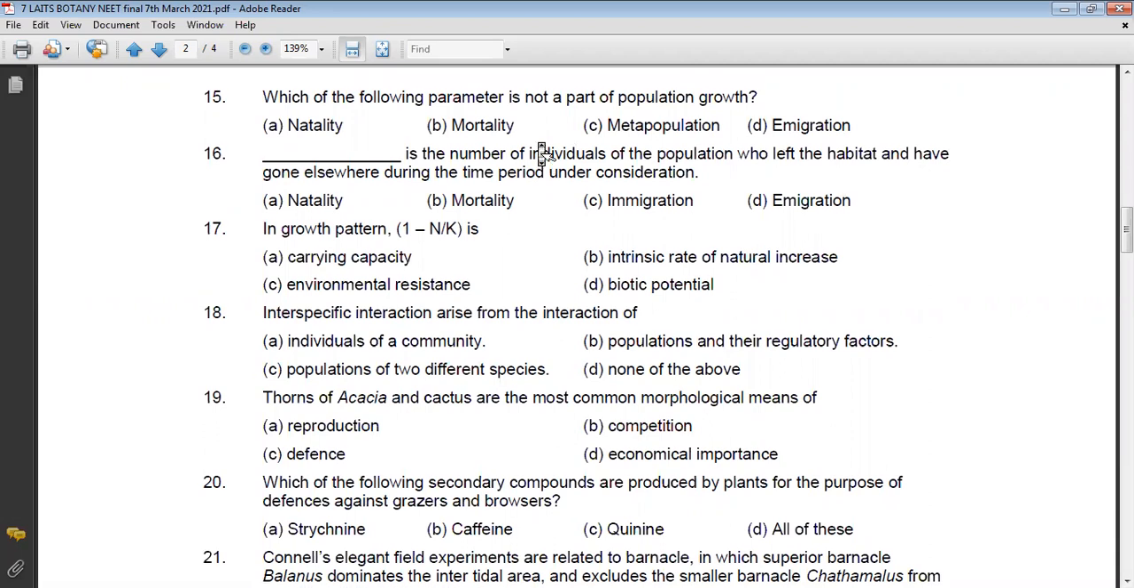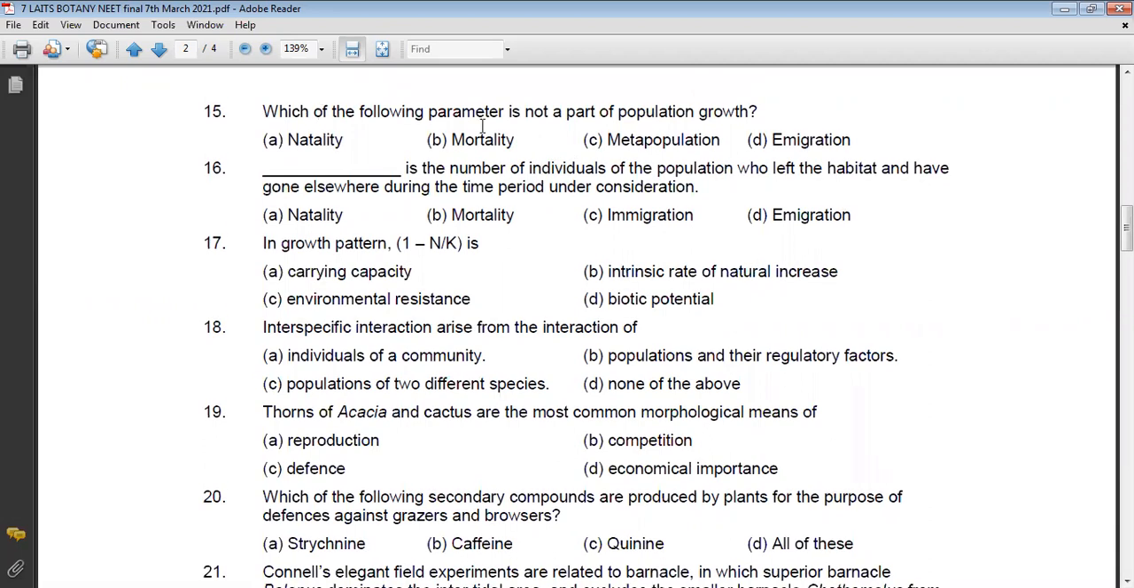Natality, mortality, metapopulation, and immigration. So which one? Metapopulation is not a part of population growth. Natality, mortality, immigration, emigration, all these four come to what? Population growth, but metapopulation doesn't come into population growth. Okay.